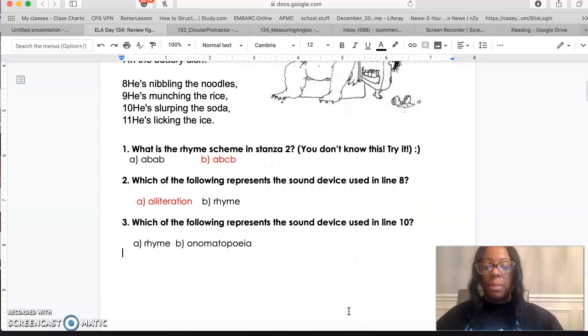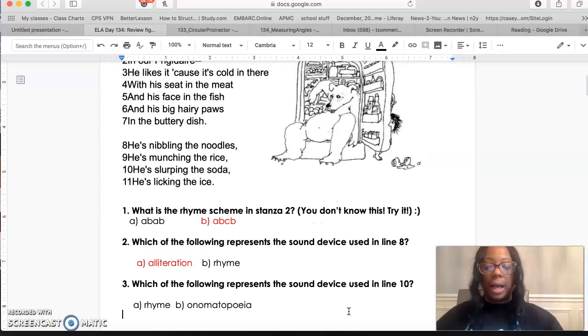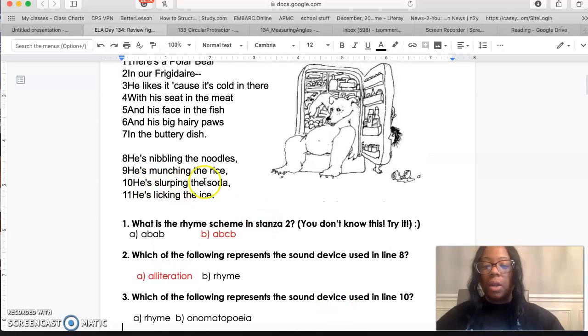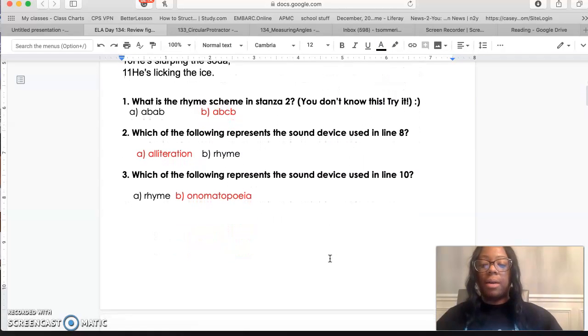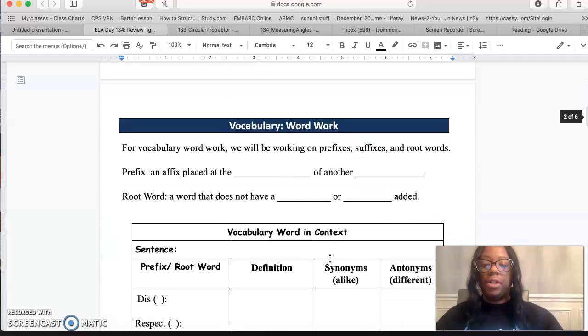All right, moving on to number 3. Which of the following represents the sound device used for line 10? He's slurping the soda. Slurping the soda. Is it rhyme or onomatopoeia? I'm going to go ahead and I'm going to say it is onomatopoeia because slurp is a sound and onomatopoeias are sounds. Flip the page.